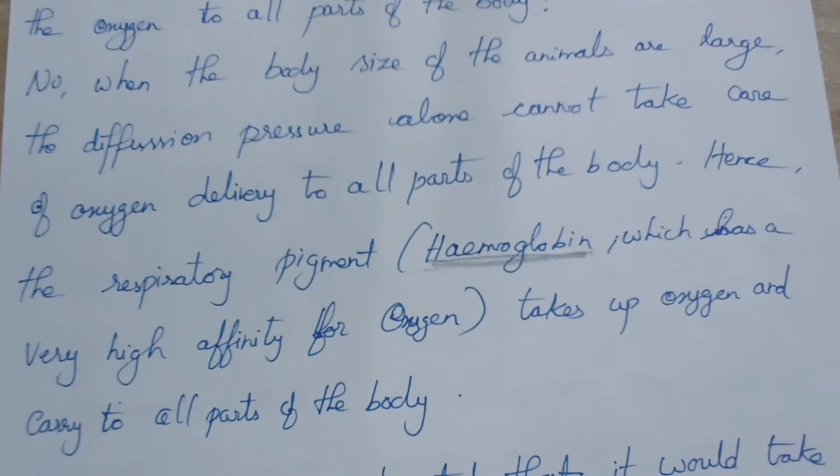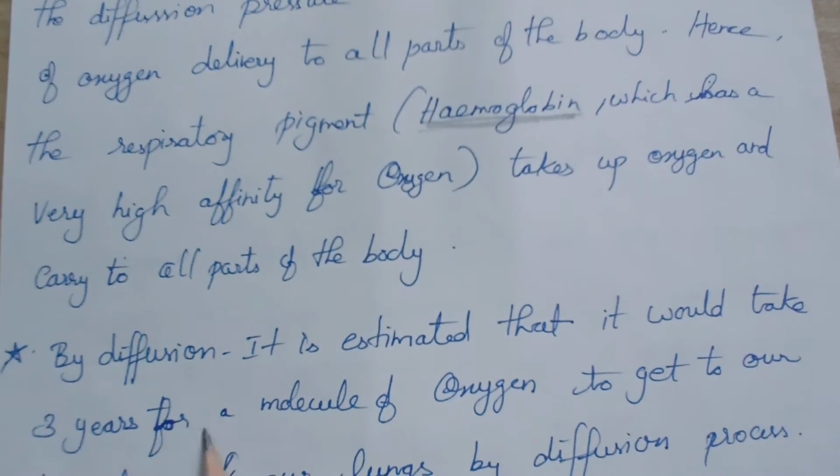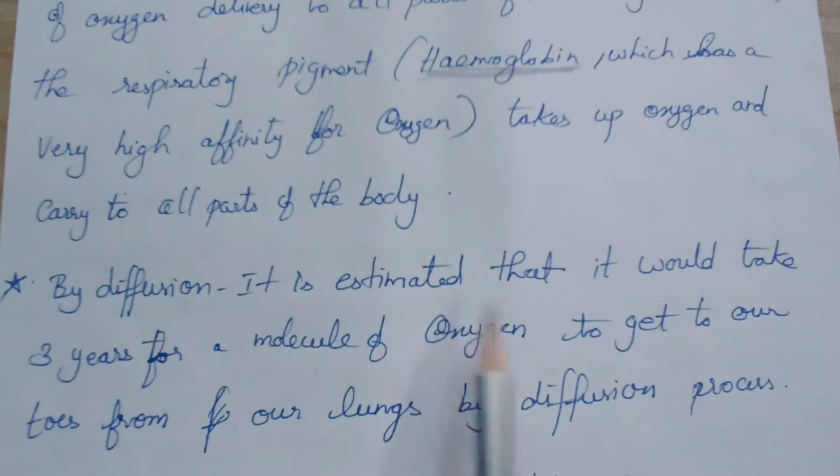Okay, if the oxygen is moving to every part only by diffusion, it will take a long time. How long, you will not even imagine that. It will take 3 years to reach our toes. Okay, it is estimated that it would take 3 years for a molecule of oxygen to get to one toe from our lungs by the diffusion process. If it is moving only by diffusion, it will take 3 years to reach our toes from the lungs.